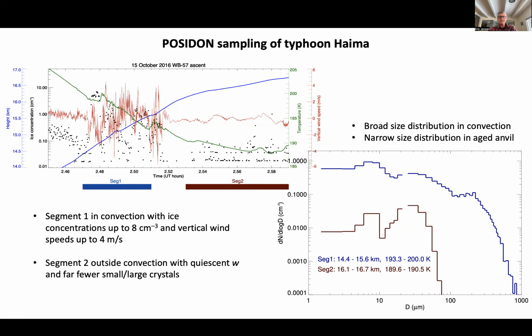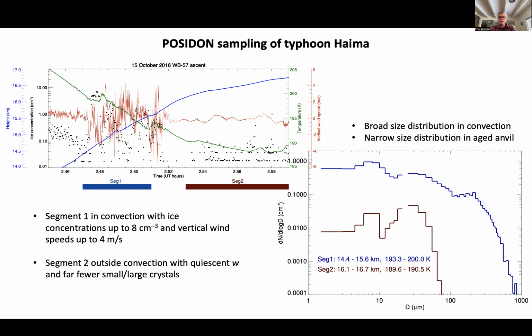If I then look at the ice size distributions in these segments, you see the same sort of thing in the convective segment. You see a broad size distribution with both lots of small crystals and some larger crystals. And in the second segment here, where you're outside the convection, there are much fewer small crystals, and your large ice crystals are gone. And even here, it shows some small crystals. In my opinion, you can never completely get rid of the shattering artifacts, so some of these could still be artifacts of shattering off the instrument probe tips.